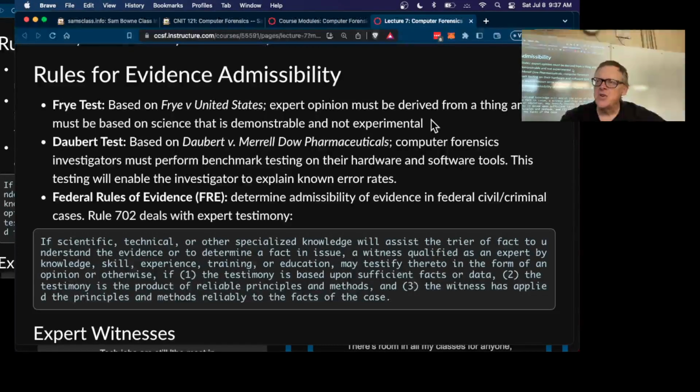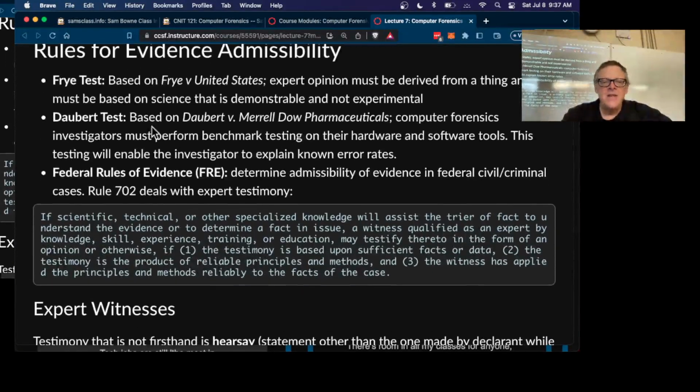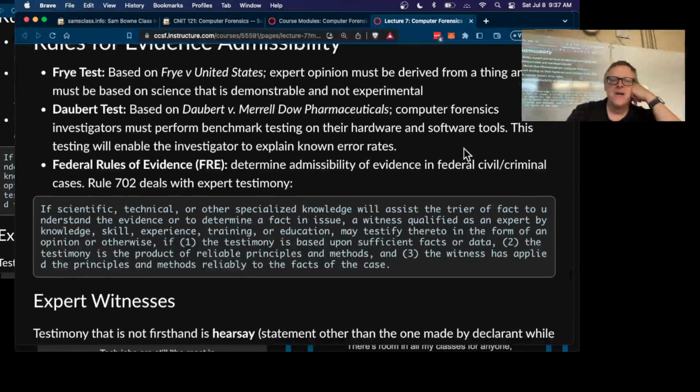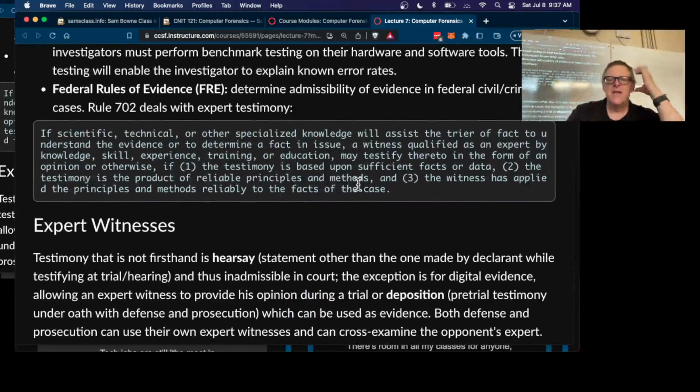There was a big stir a couple of years ago as fiber matching was removed under this. Fiber matching was commonly used in police tests. They would find some fiber lying around a crime scene, and then they would match it to fibers from like clothing or a sofa in somebody's house. And they recently decided that, although it had been accepted for years, it would no longer be accepted because it was considered too unreliable. And the Daubert test says you have to perform benchmark testing on your hardware and software tools, so you're supposed to do something to make sure that your computer forensic software is operating correctly. And there's rules of evidence explaining this.